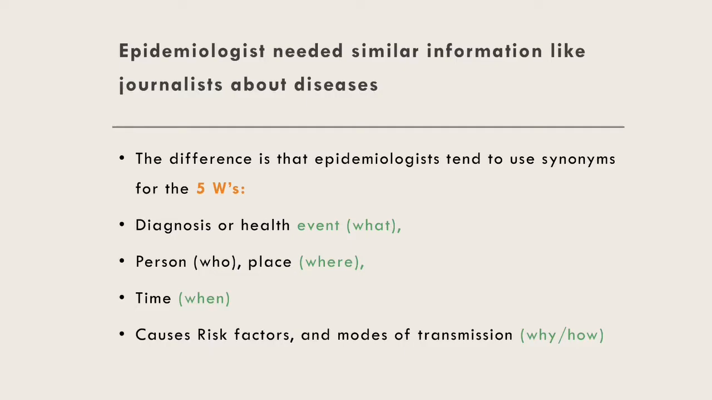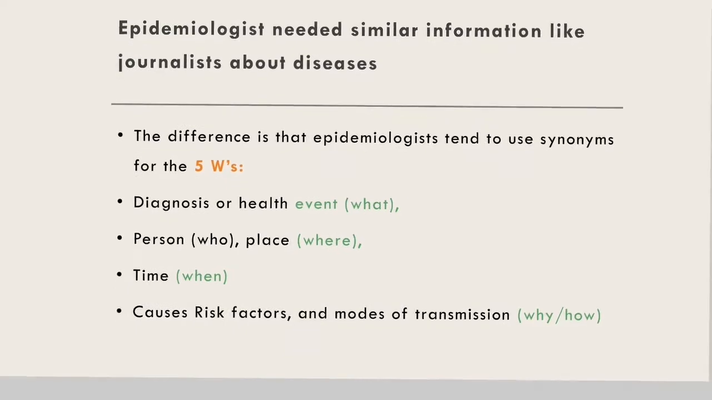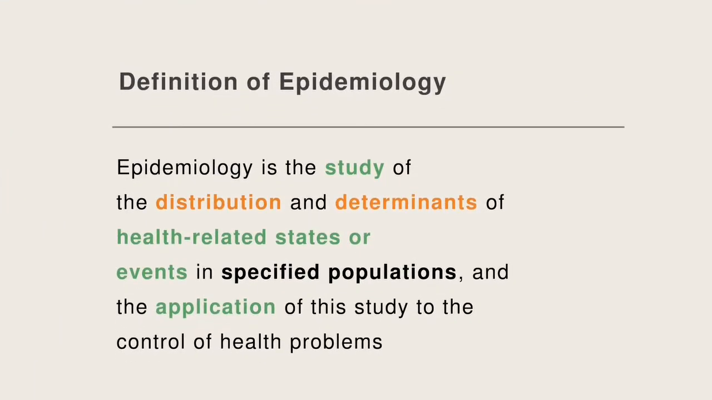Like for any story, we apply 5Ws. For epidemiology, we use the same concepts, the same ideas, but we have different synonyms for them. For example, what is replaced by diagnosis or health event? Who is replaced by the person? When is replaced by the specific time? Why or how is replaced by concepts like cause, risk factors, or the mode of transmission. So the basic idea remains the same, but the names for these 5Ws change.